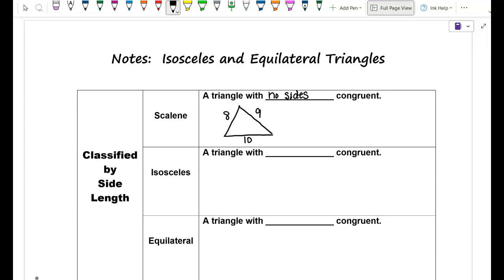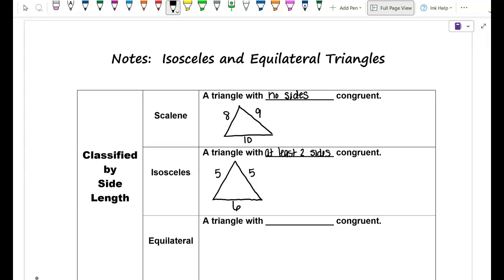An isosceles triangle is a triangle with at least two sides congruent. So I could have 5, 5, and 6.